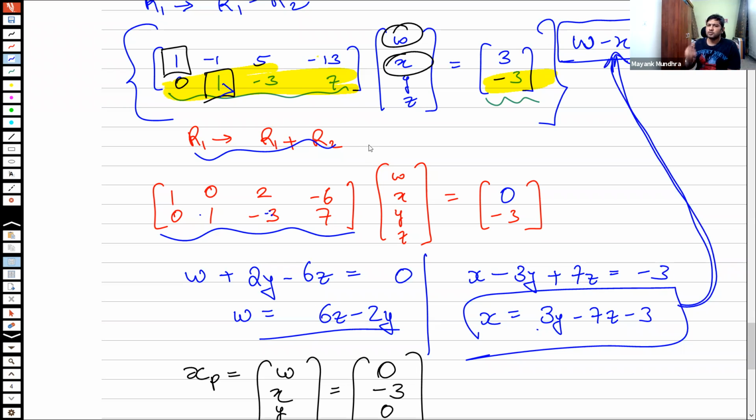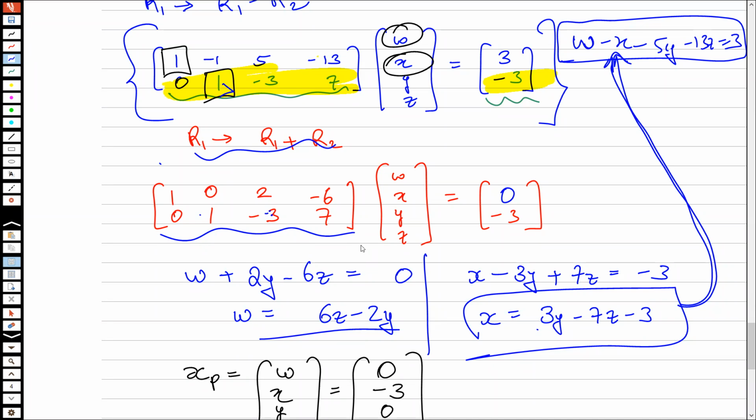Because ultimately what you want is every dependent variable must be in terms of just the free variable. Okay, every pivot variable must be in terms of free variables. So do Gaussian and reduced Gaussian. Do both of them. Make everything 0 as much as you can, as many coefficients becoming 0. And after that, you start making the equations.